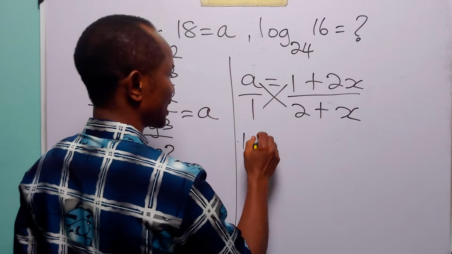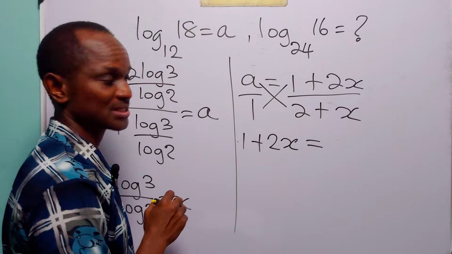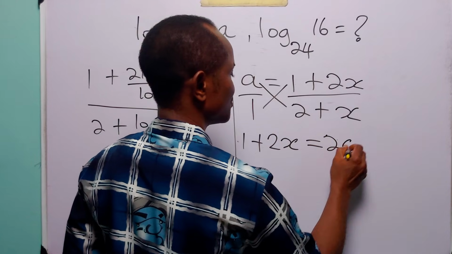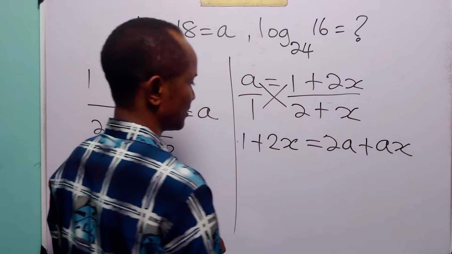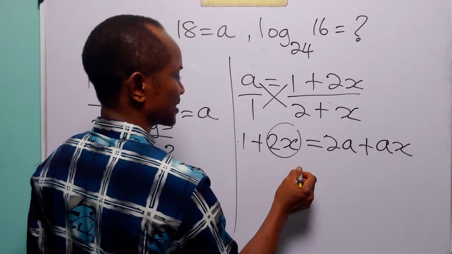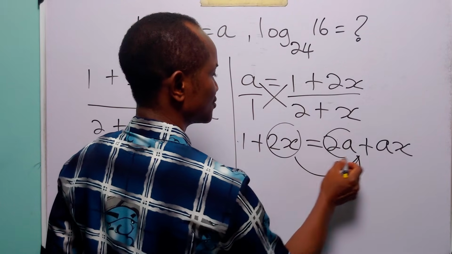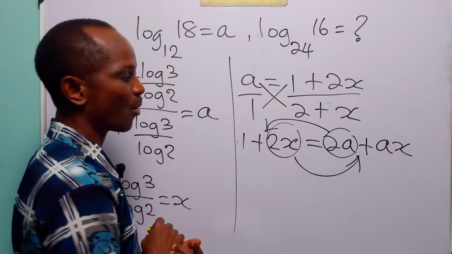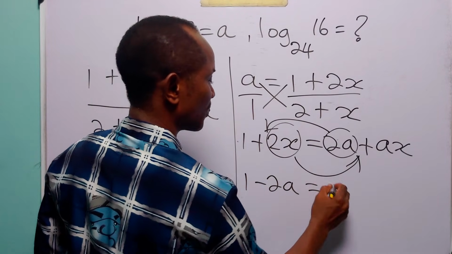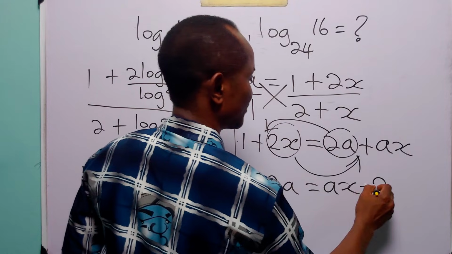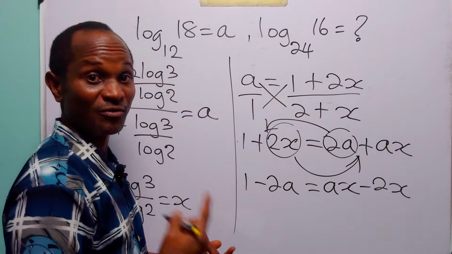1 times this is 1 plus 2x, and this is equal to A times 2 plus x. 2 times A is 2A. X times A is AX. Now, let us move 2x over to join AX and move 2A over to join 1. When we do that, we have 1 minus 2A, and this is equal to AX minus 2x. Of course, when you look at these two, you're going to see a common factor, which is x.